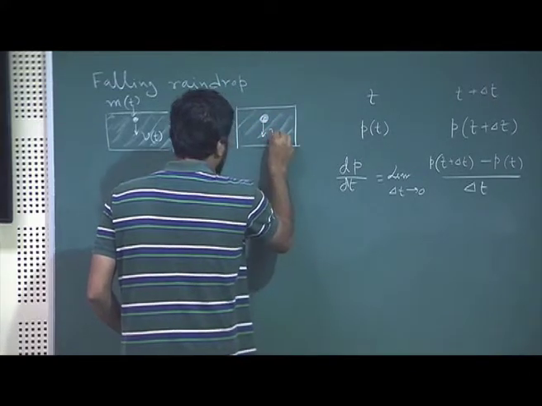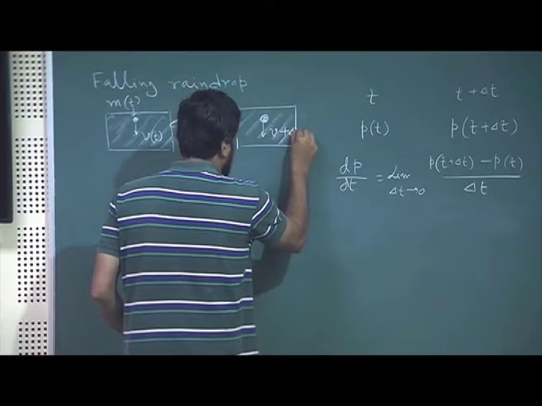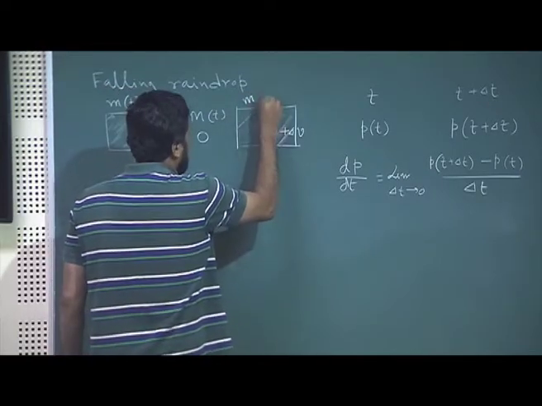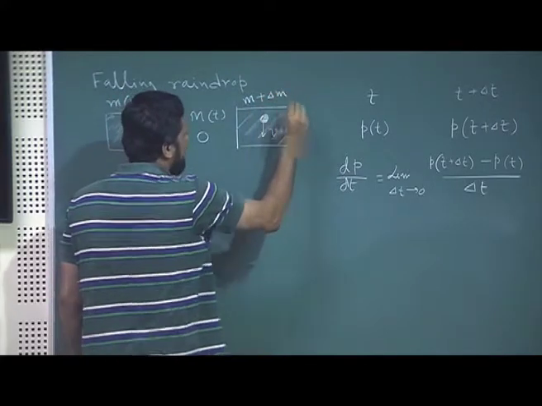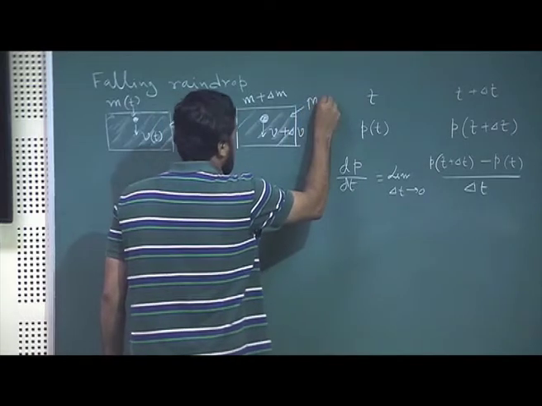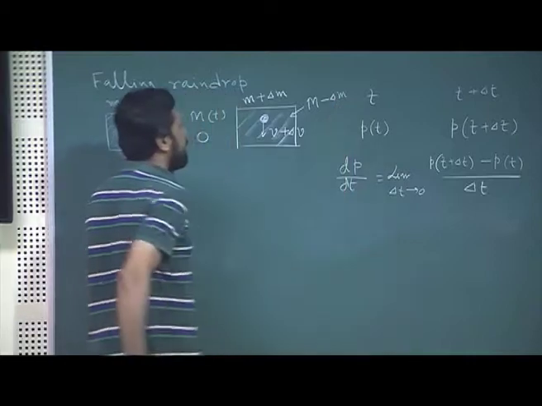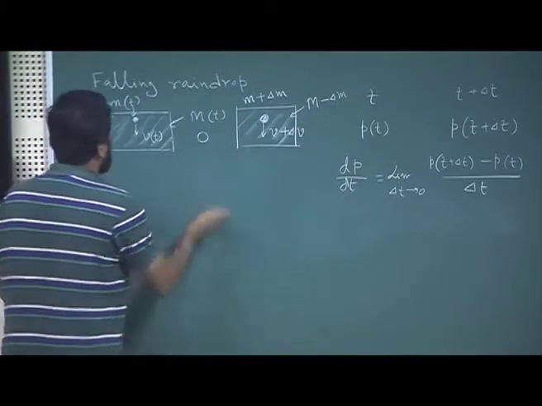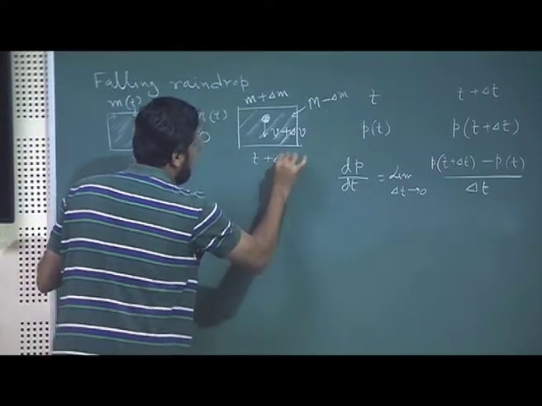So, you have a velocity which has gone up from v to v plus delta v, a mass of the raindrop which has gone up from m to m plus delta m, and the cloud mass has gone down to M minus delta M. So, this is a capital M, this is a small m. Now, this is at the time t, this is at a time t plus delta t.